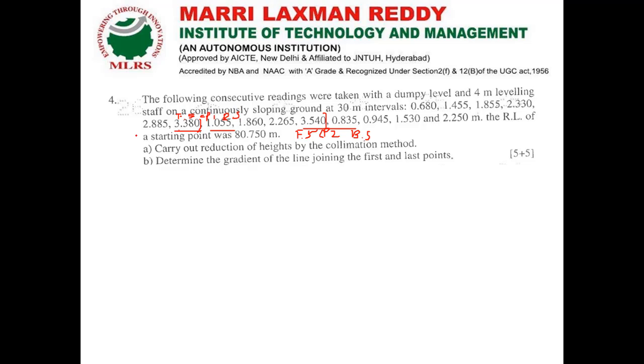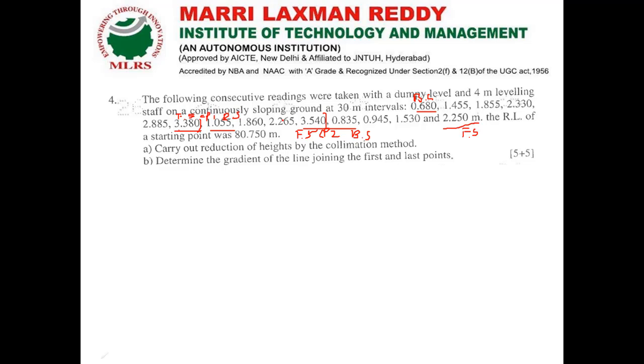The remaining values are intersights: 0.945, 1.530, 2.250 meters. This is our last reading, so we write it in the foresight, and the first reading we write in the backsight.